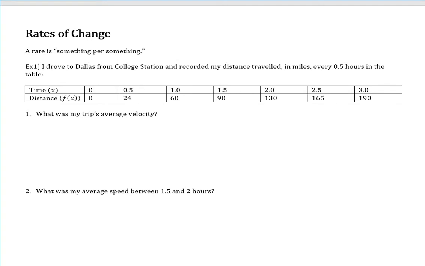So a rate of change is something per something, like miles per hour. And you might see that one like mph, miles per hour, or feet per second. So these are involving velocities, or it's really anything per anything, like dollars per month. Or like in sports, maybe points per game. Okay, so all of these are a rate of change. They are all something per something.